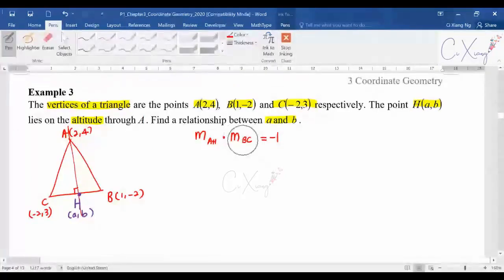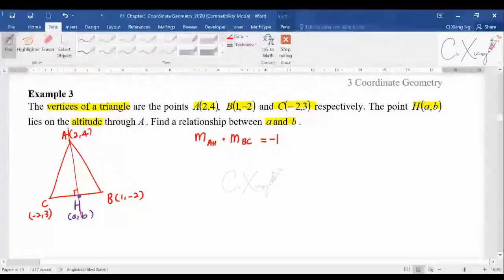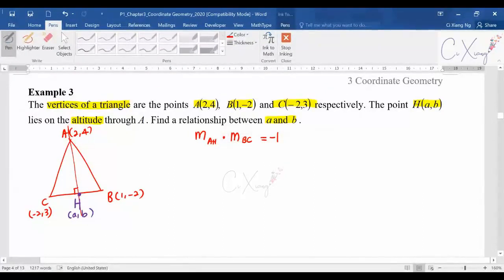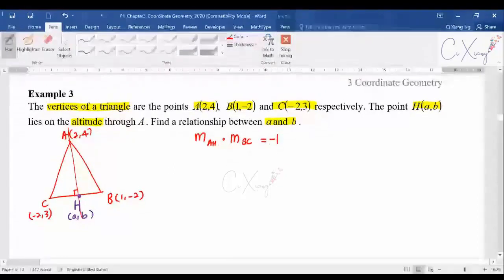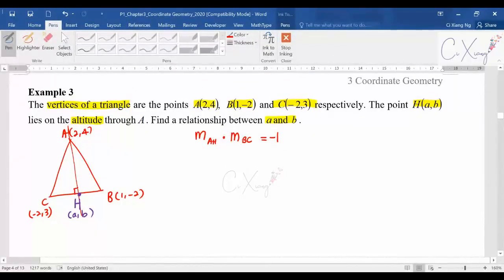So maybe some students will ask why I don't use BH or CH, but I want to use BC because they should be the same, right? If you use anything with H, like BH or CH, later your expression should look more complicated, because you have coordinates a and b here, and then here also a and b. So when you want to simplify it, it might look a bit harder. I never tried before, but this is what I think. If you want to, you can have a try. So I just stick to BC here.